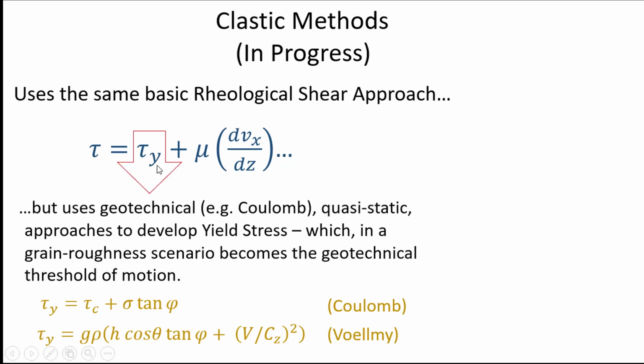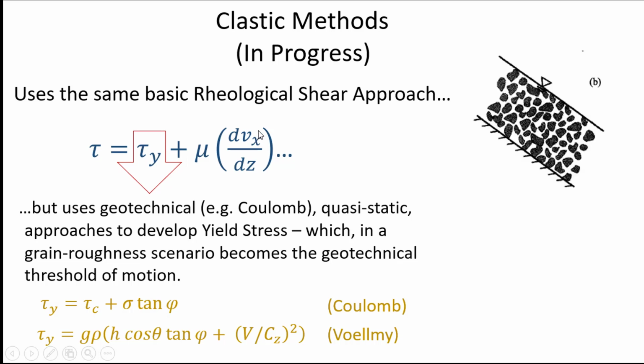And so basically, we're going to take the yield strength. We're not going to enter some sort of constant. We're going to make the yield strength a function of the geotechnics. And so we're either going to use the Coulomb equation or what we call the Voellmy equation, which is a geotechnical model, but it has velocity in there because it recognizes that it's actually a dense fluid in flow. And so we'll quantify the yield strength as a function of the geotechnics. And so the idea is, at some point, you move from this collision-dominated material to a friction-dominated material.